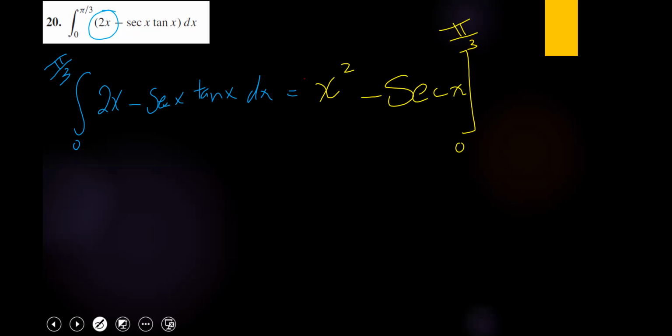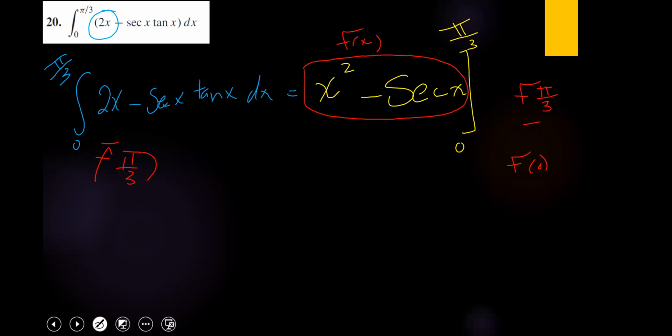Yes, teacher. So this is now my function here. This is f of x. I have to find f of pi over 3 and f of 0, and then subtract them. What is f of pi over 3 minus f of 0? Here I have f of x, x squared minus secant x. So f of pi over 3 means pi over 3 squared, evaluating x with pi over 3, minus secant pi over 3.